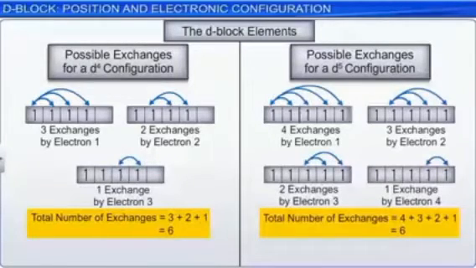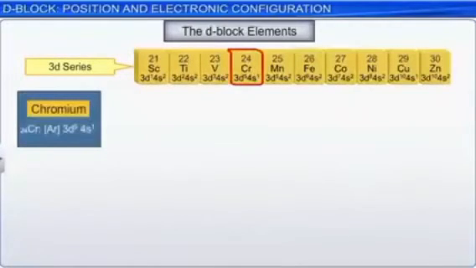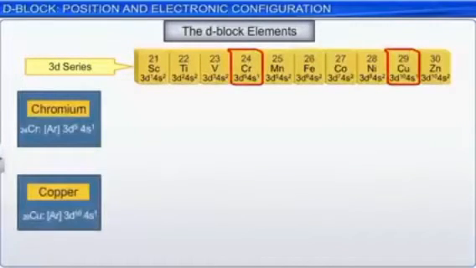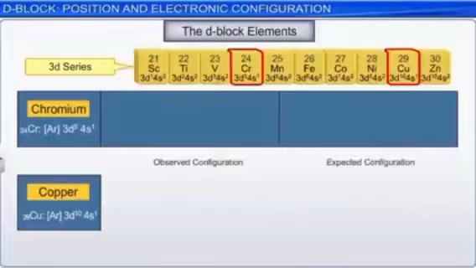A consequence of this factor can be seen in the electronic configurations of chromium and copper in the 3D series. Chromium, for example, has a configuration of 3D5 4s1 instead of the expected 3D4 4s2. Copper, on the other hand, has an electronic configuration of 3D10 4s1 instead of 3D9 4s2.